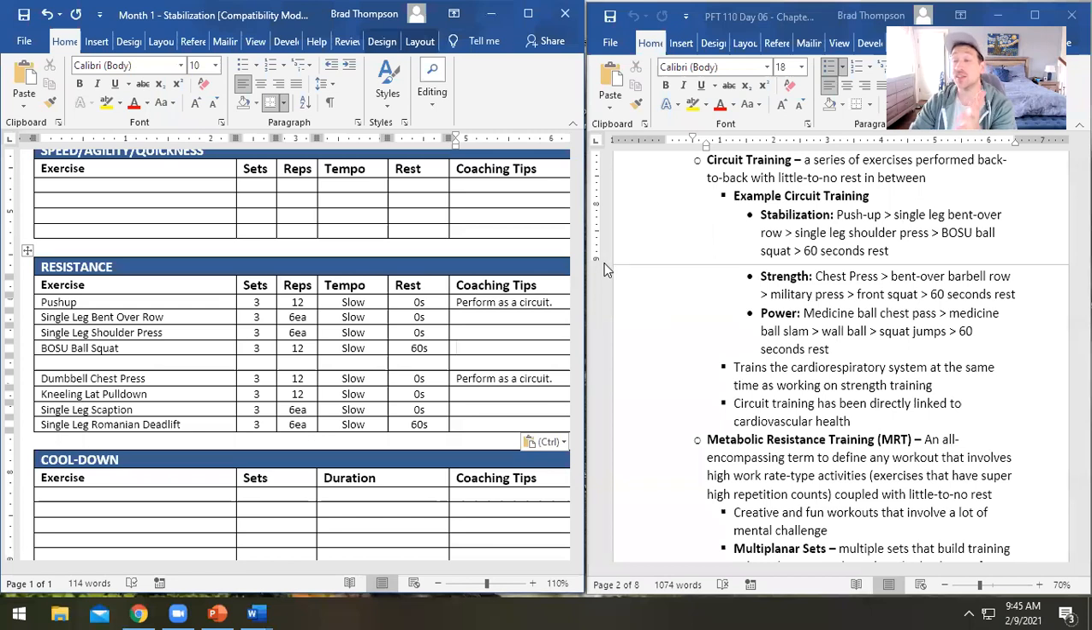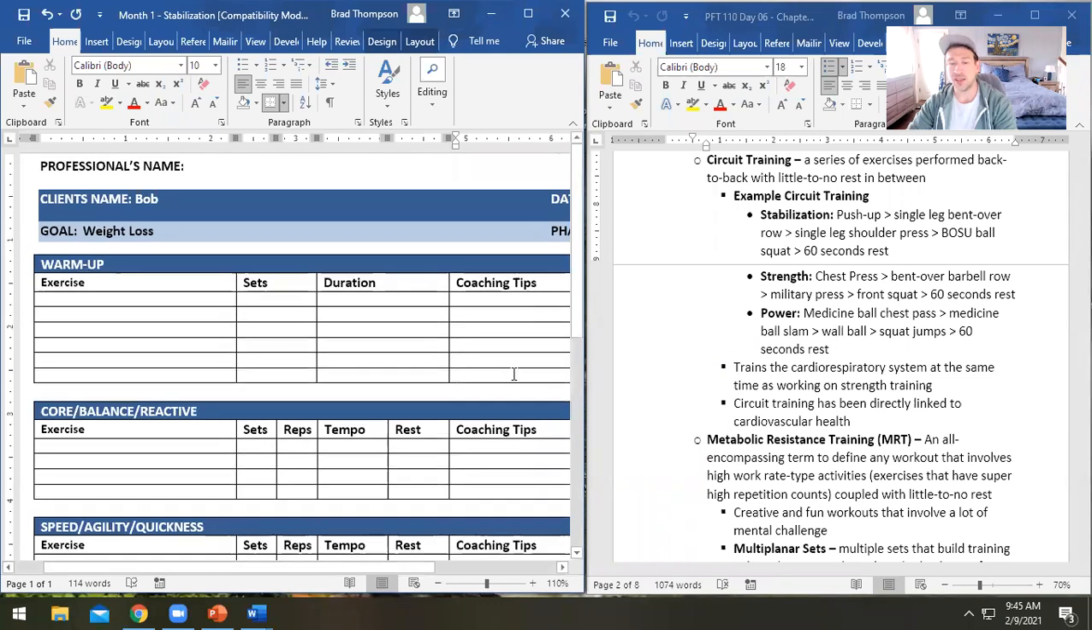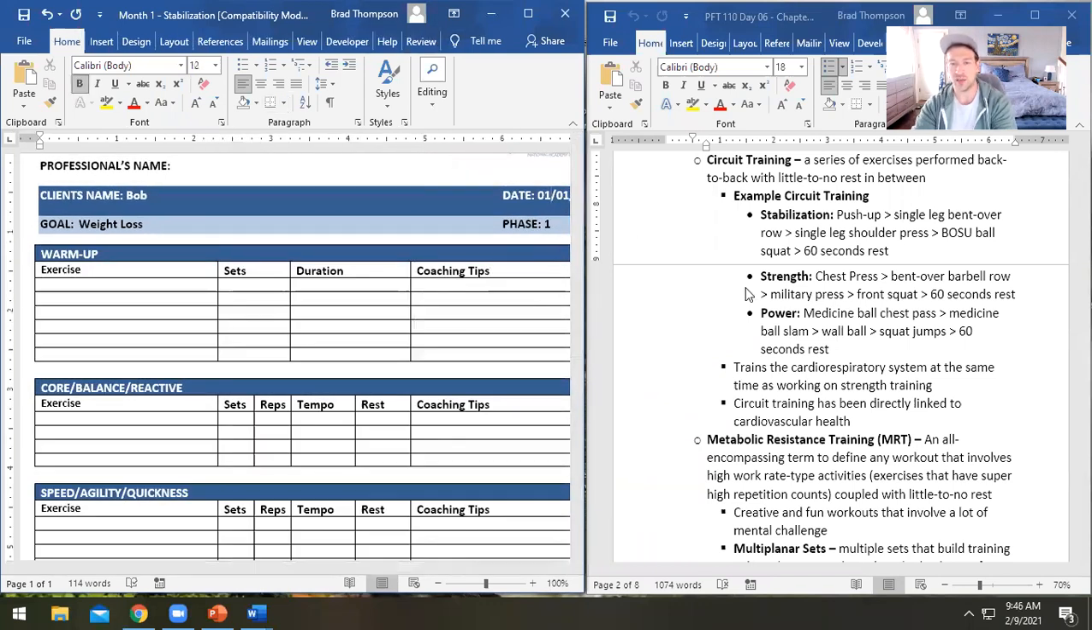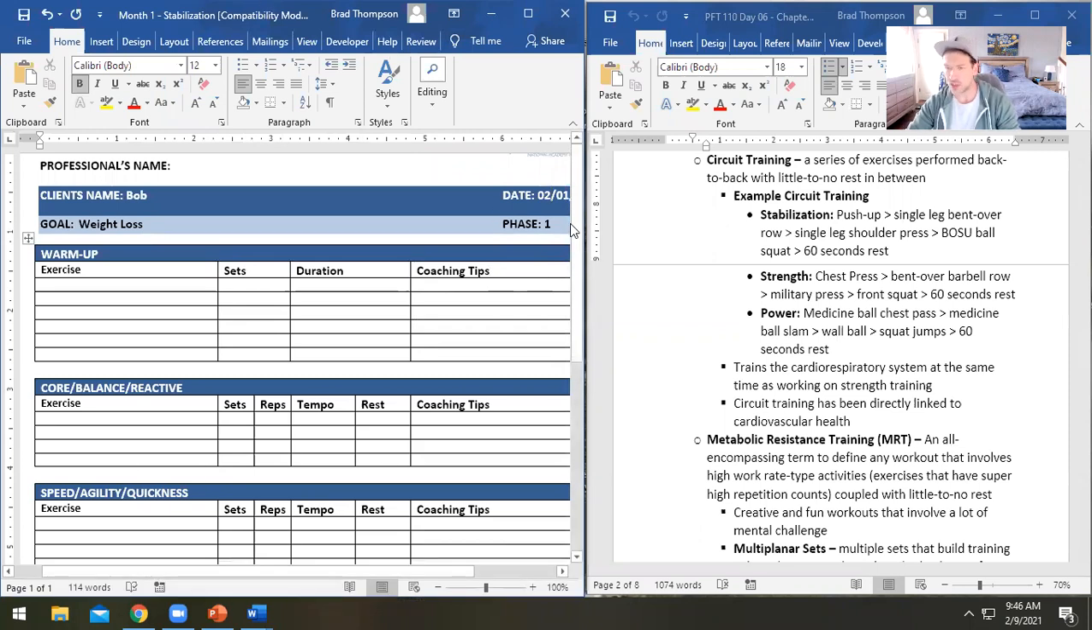Okay, so let's change this up. We're going to keep the format, right? Our client's getting good at the circuit thing. It's working, it's burning lots of calories, but it's a month later. And so we're going to move our client into February. It's February 1st now. They've been at it for 4 weeks. They're crushing it.